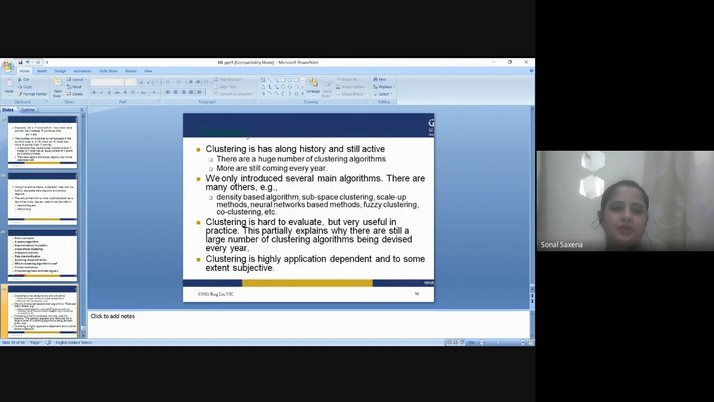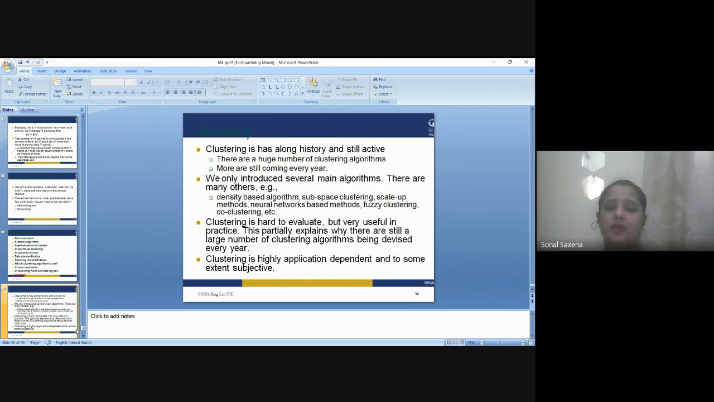So let us just quickly see the summary. In summary, we can say that clustering has a long history and is still active. There are a huge number of clustering algorithms that we can choose to apply and implement, and more are still coming every year. Now, we only introduced several main algorithms. There are others, for example density-based algorithms, subspace clustering, scale-up methods, etc.